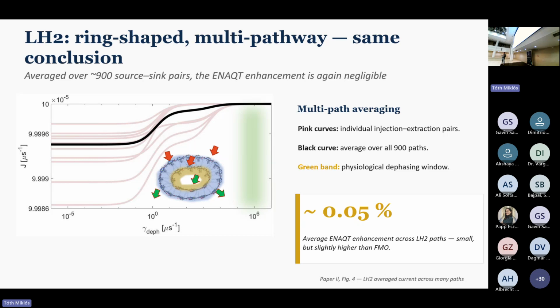If you look at LH2, the situation is a little more complicated because it doesn't have one source and one sink. Light comes in from all over because it's a joint antenna, transfer center and reaction center. So you need to average over all possible places. And we do that and we see the same thing. When you reach the physiological conditions, you are indeed in the environment-assisted quantum transport regime, but the enhancement of efficiency is essentially nothing. Doesn't mean anything. So the conclusion is: is photosynthesis using quantum coherence to enhance efficiency? Probably not, which was the title of the paper.